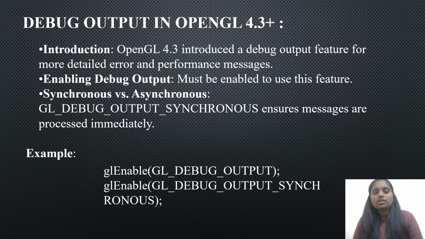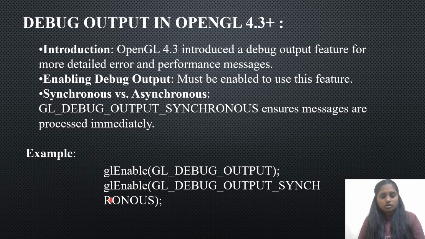Debug output in OpenGL 4.3 plus. It is also a method to handle the errors in OpenGL. Firstly, introduction. OpenGL 4.3 introduced a debug output feature for more detailed error and performance messages, and enabling debug output. It must be enabled to use this feature. Synchronous versus asynchronous. GL_DEBUG_OUTPUT_SYNCHRONOUS ensures messages are processed immediately.